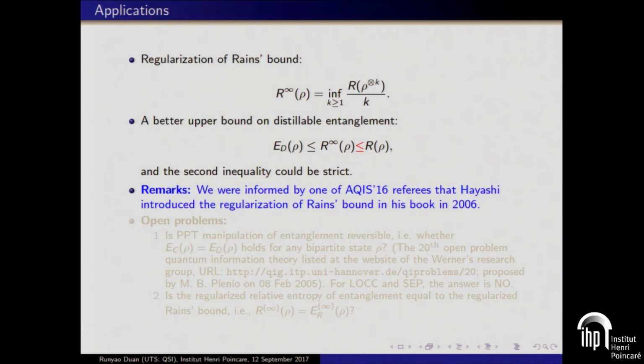So what we can do is use this property to define the regularization of this response. And then this regularization should be a better upper bound for this entanglement distillation. So this is the application. Okay. So we can introduce a regularization, and then what we have is this better upper bound.